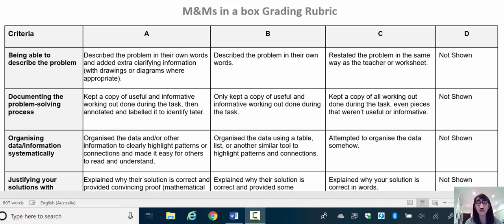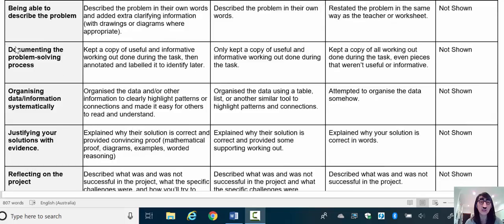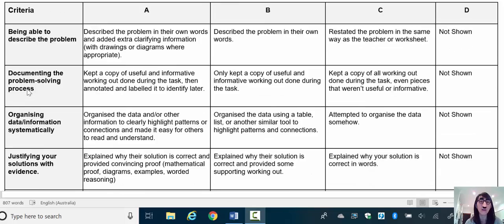In this tutorial, I will go through the M&Ms grading rubric. First of all, I'd love to thank my colleague who created this rubric and formatted it. Now, we are looking for a couple of criteria here, which you can see in the left-hand side column. So those are the criteria we are looking for.